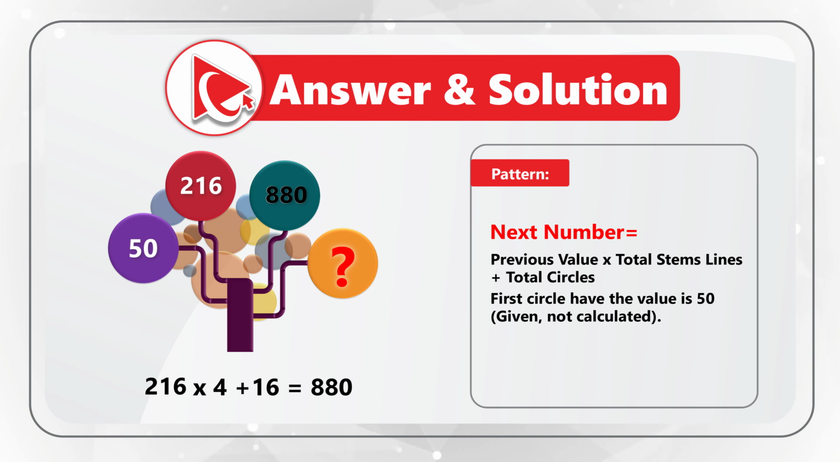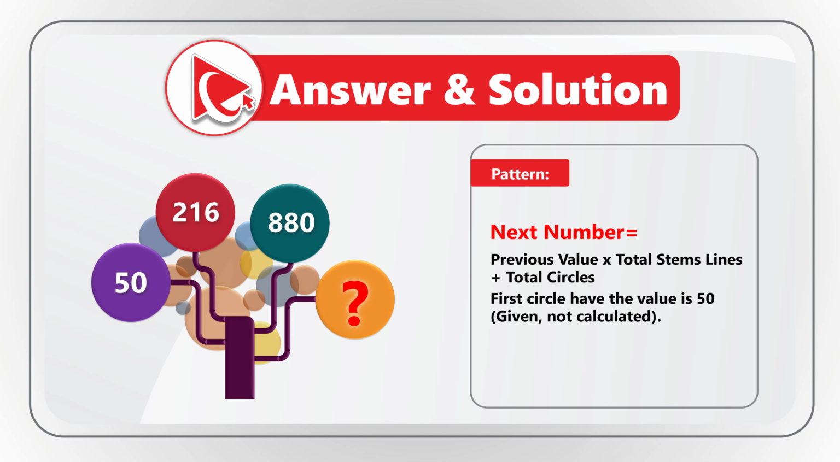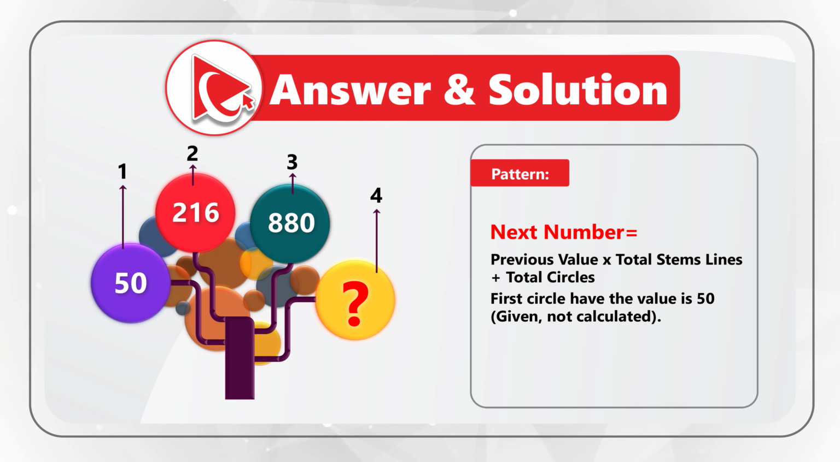Now you might be wondering what is 4 and where it came from and what is 16. The 4 is number of stem lines in this structure. Let's count them. 1, 2, 3, and 4. And 16 is the total number of circles. If you count them, you see 4 circles on the forefront, the ones that have number and missing number.